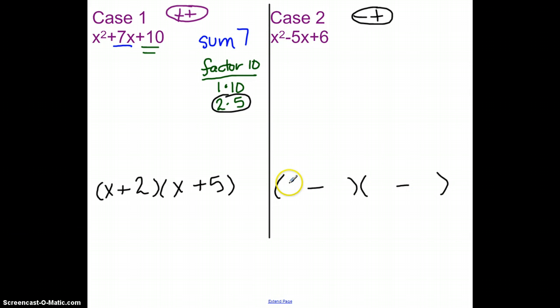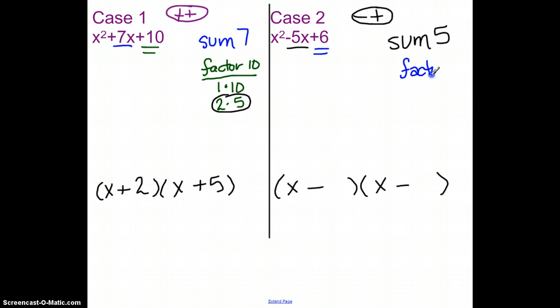Now, x squared breaks into x and x. And again, because these signs are both the same, it's going to be a sum idea. And our sum comes from this middle one here. So we have to have a sum of 5. And this number right here on the end, that 6, is going to be what I'm going to factor.